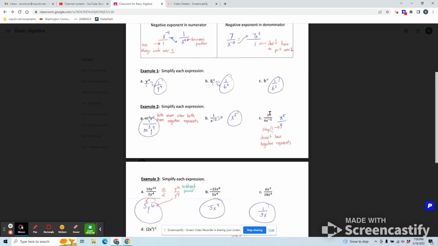And then letter C, I have 1 over 4x to the negative 5th. Now the only thing that has a negative exponent is the x to the negative 5th. The 4 does not, which is why I said it stays. It does not have a negative exponent. The x to the negative 5 was the only one with the negative exponent. That's the only thing that is moving. So I move that from the bottom to the top.